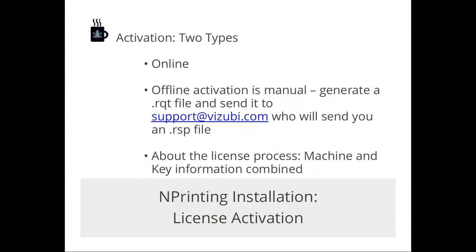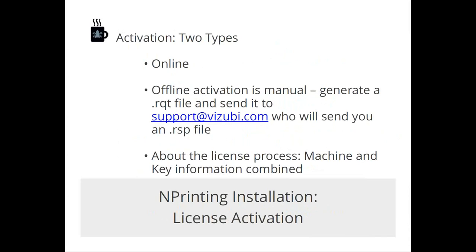Offline, however, is if you have a firewall between your desktop or your server and the internet. So we have an offline activation process, which requests that you generate a request file. You send it to us at support@vizubi.com, and then we respond to you with an RSP file.